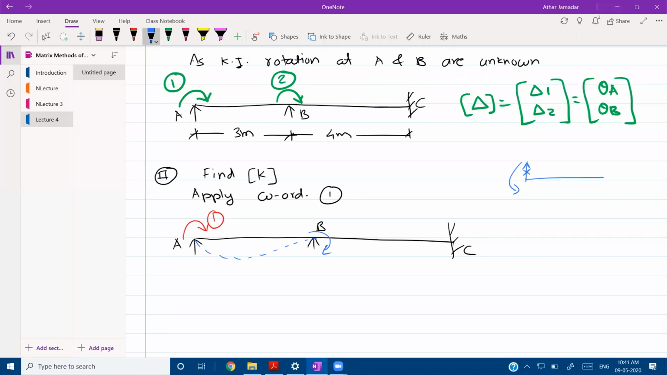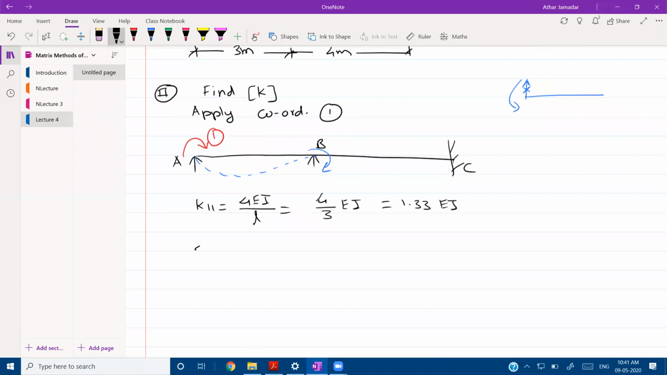So now here K11 will be, one is a moment coordinate and the other one is also a moment coordinate. So it will be 4 EI by L. L for AB is 3 meters. So 4 by 3 into EI. So it will be 1.33 times EI.